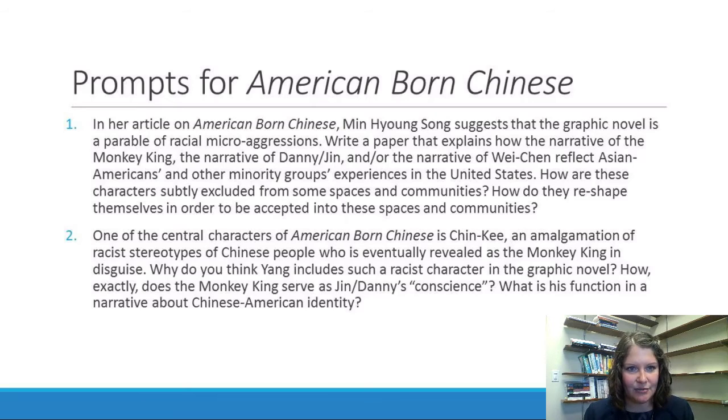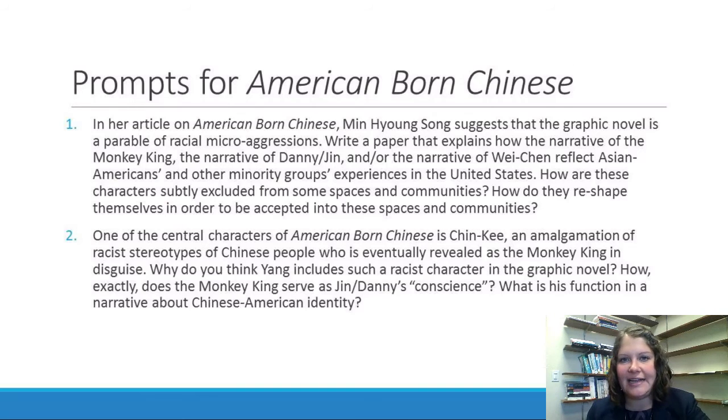This first one has to do with the article that we're reading for American-born Chinese. In her article on American-born Chinese, Min Yong Song suggests that the graphic novel is a parable of racial microaggressions. Write a paper that explains how the narrative of the Monkey King, the narrative of Danny/Jin, and/or the narrative of Wei Chen reflect Asian Americans and other minority groups' experience in the United States. How are these characters subtly excluded from some spaces and communities? How do they reshape themselves in order to be accepted into these spaces and communities?